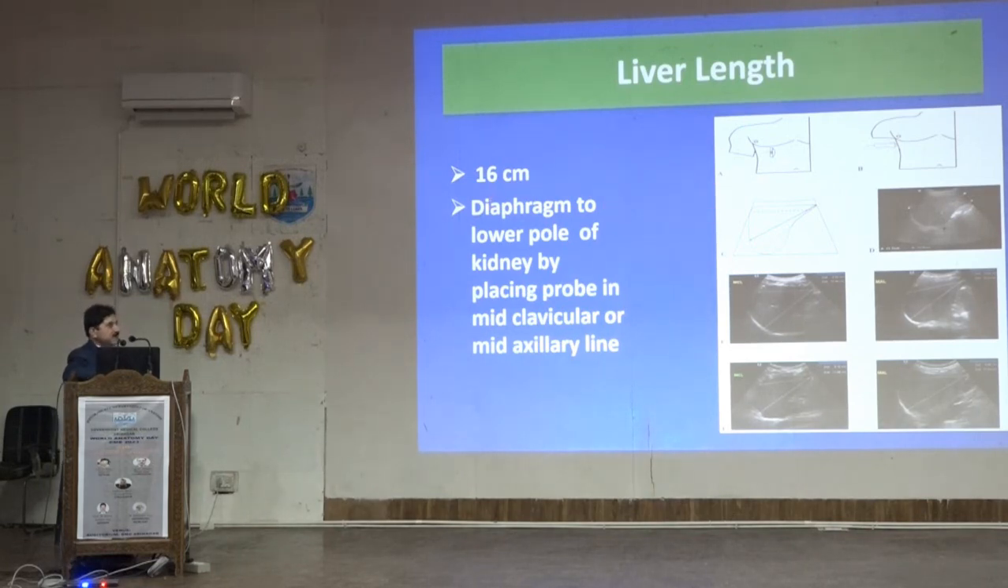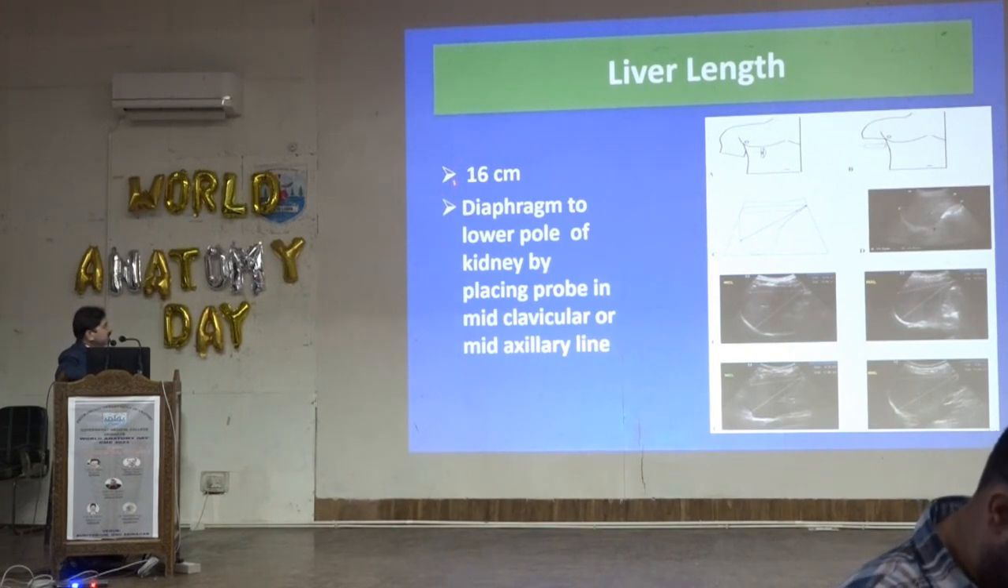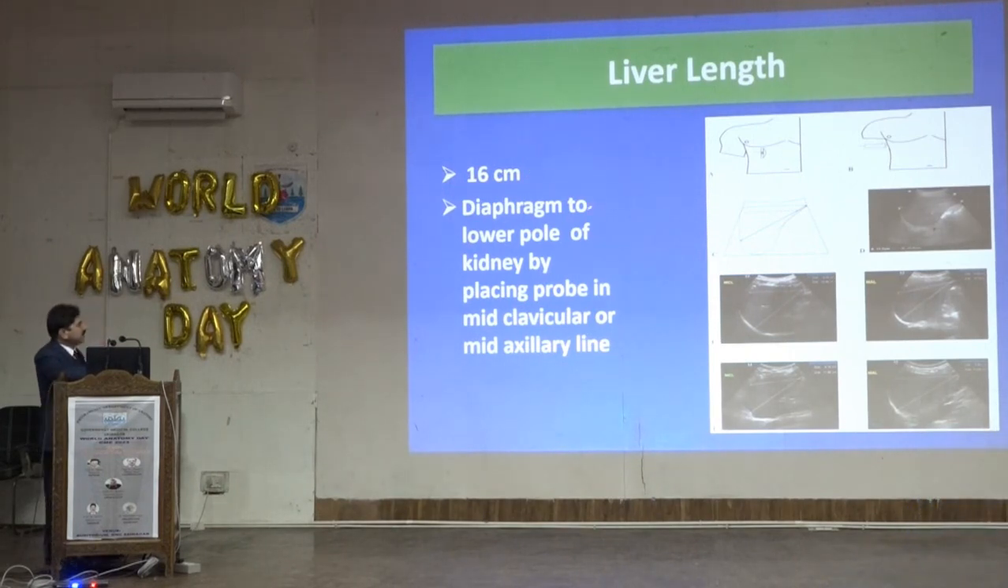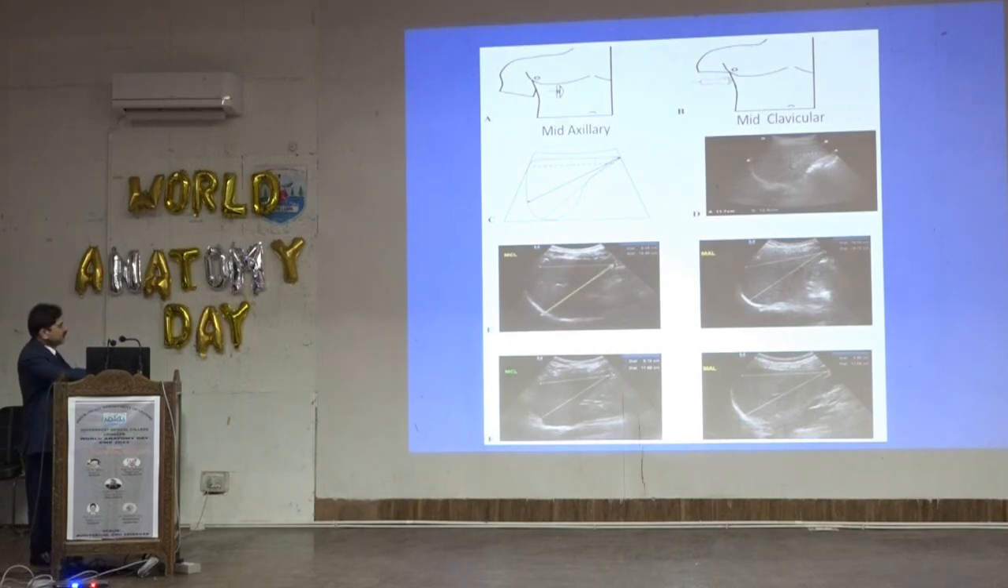We say that because the liver being an irregular organ, we don't have a mention of the length of the liver in anatomy books. So we find it mentioned in the books on sonography. The normal length of the liver is 16 centimeters. We take it from the diaphragm to the lower pole of the kidney by placing a probe in the mid-clavicular or mid-axillary line, as shown in this diagram.